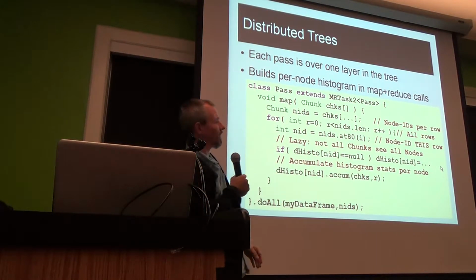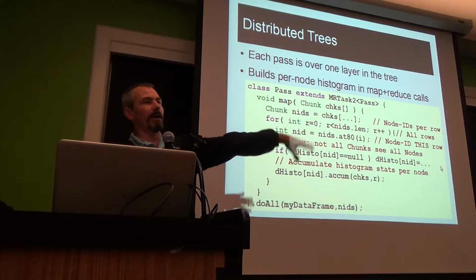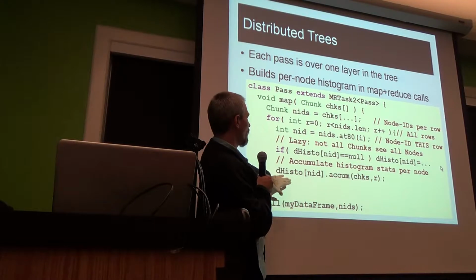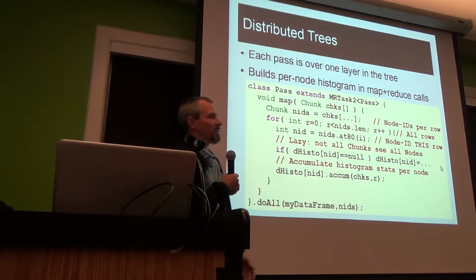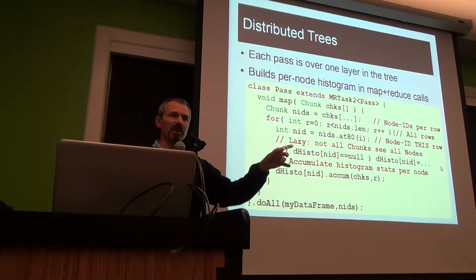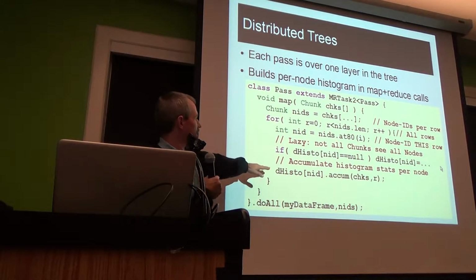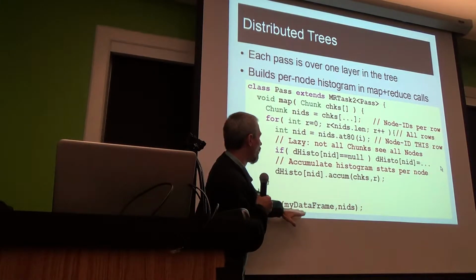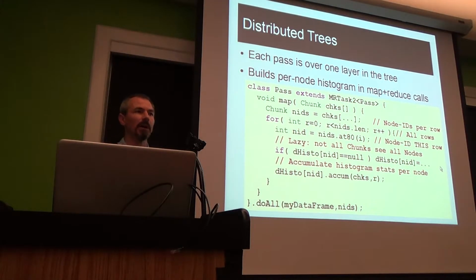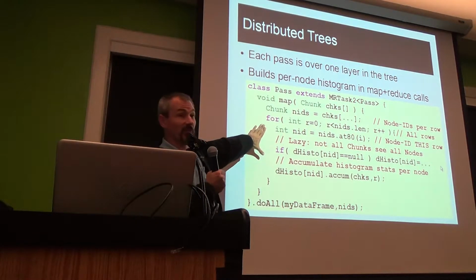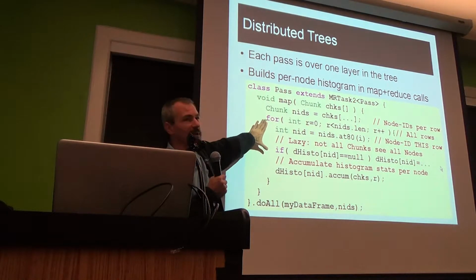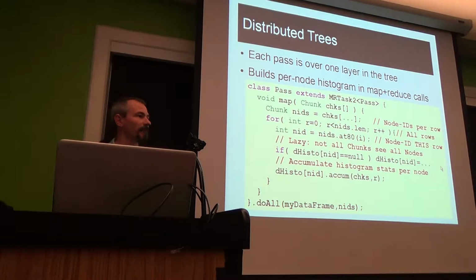Not all chunks will see all nodes in all trees. Some chunks will all land here or land there. So I'm lazily producing my histograms. But once I've got a histogram, I go ahead and do whatever accumulate does, which in this example is going to compute, bin my predictor and then compute sums and sums of squares for each of the different pieces so I can make a decision later. And I just say do all on my data frame and my extra temp variables. And this is running now across the cluster. I'll show you examples which are very similar to this, straight out of the H2O code base, if people are interested. But this is pretty dang close to what the actual code looks like.